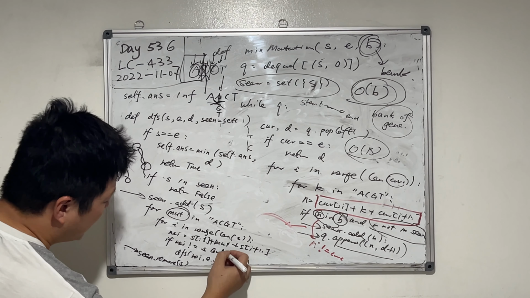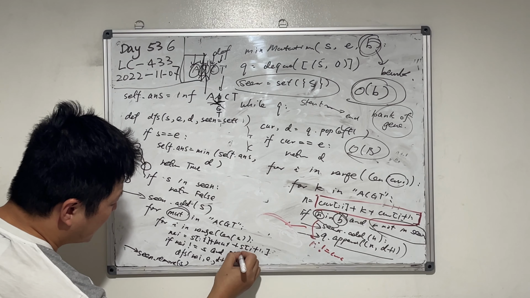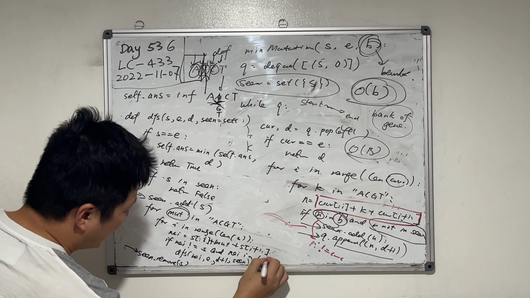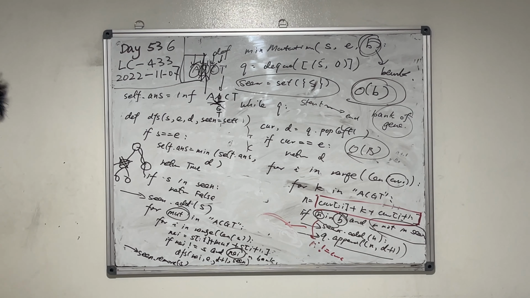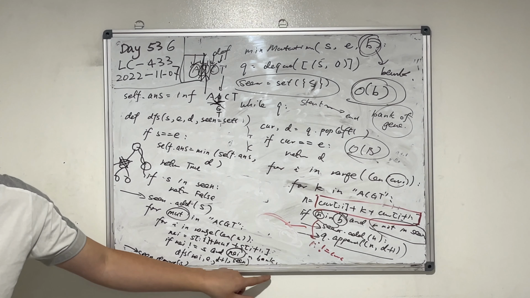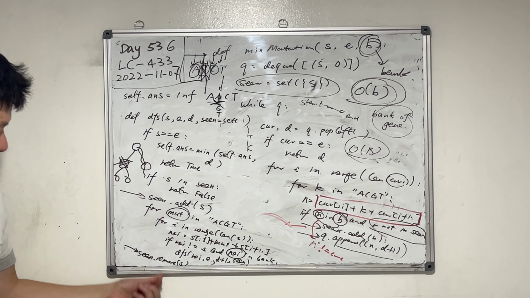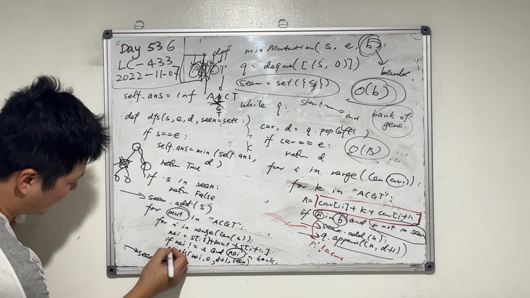Okay? And also we have to check if the neighbor is in the bank. Yeah, this is most important. I forgot this. Because the mutation has to be in the bank. This is one more criteria. And then we're doing the depth search and depth search.